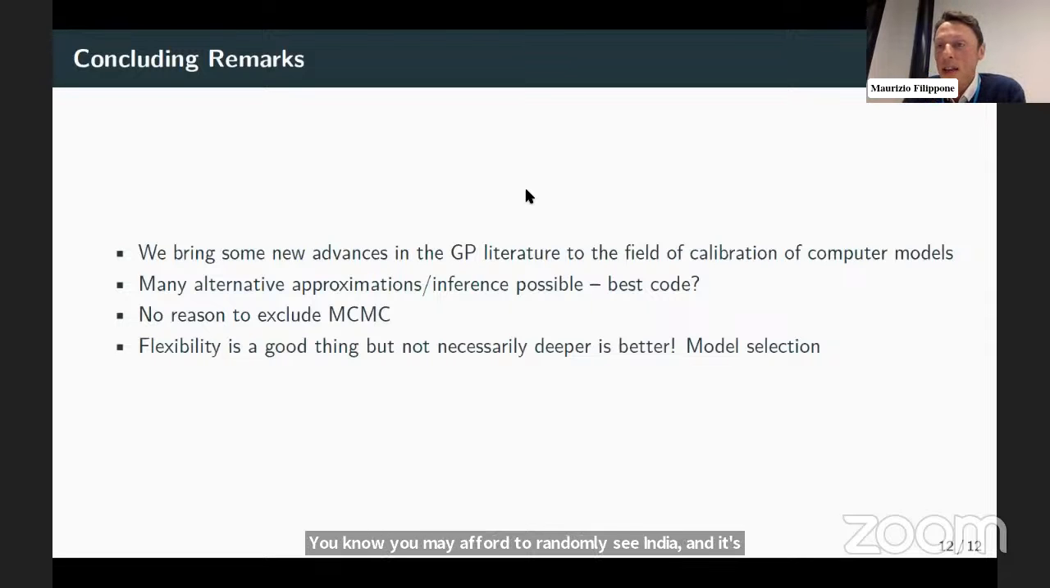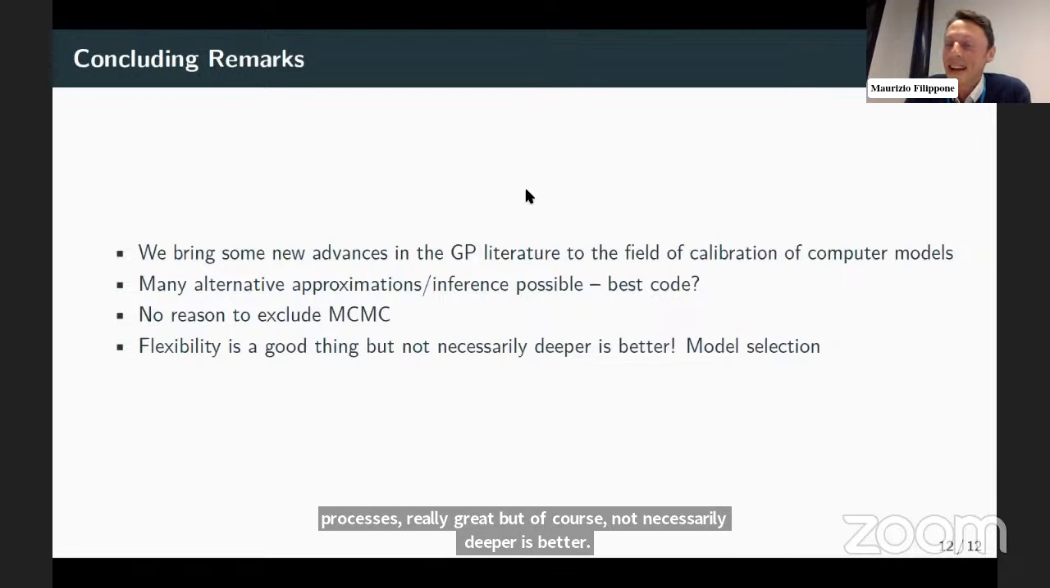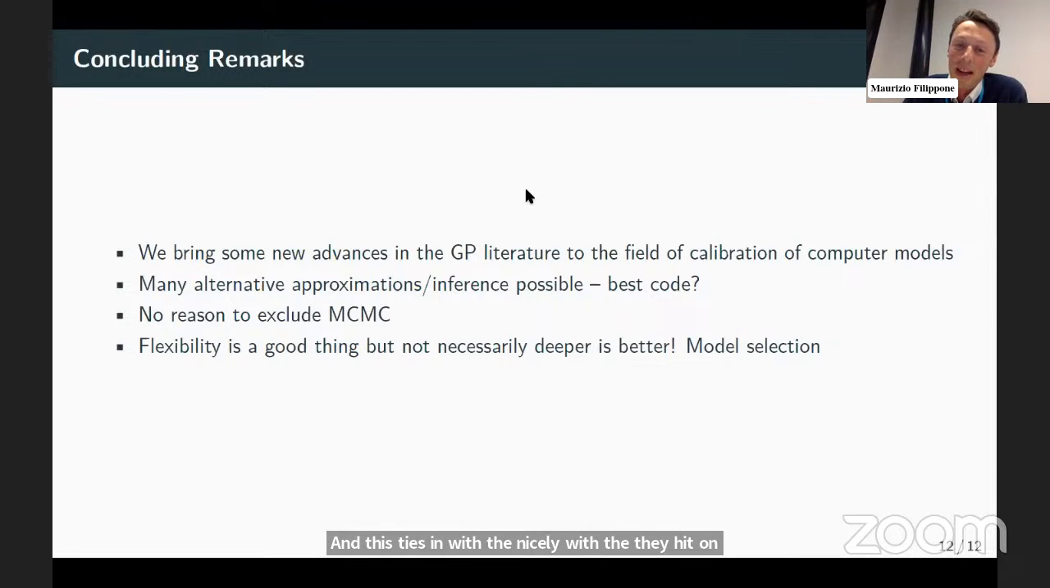Flexibility is a really good thing. So being able to work with these deep Gaussian processes is really great. But of course, not necessarily deeper is better. And this ties in nicely with Dave Higdon's discussion before. Model selection is a very important thing. As far as I'm aware, nobody does model selection for Bayesian deep learning, for Bayesian deep neural networks, Bayesian deep Gaussian processes. And this is something we are actually working on today.